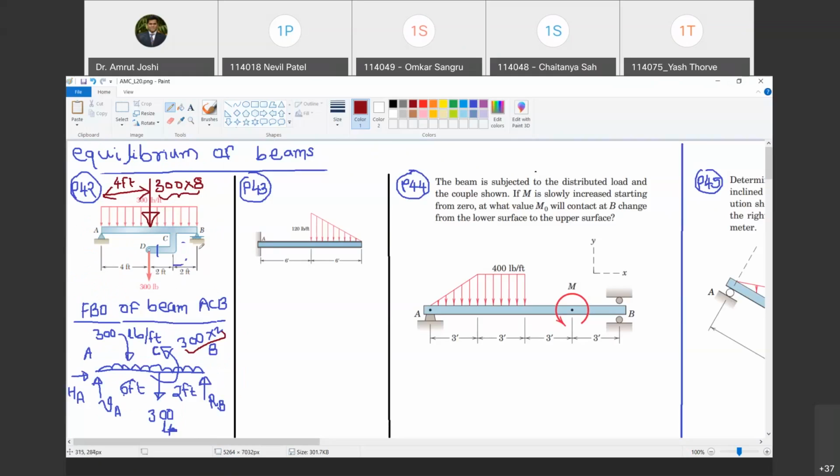Now the next type of beam. Tell me what kind of support is there at A? Chaitanya.